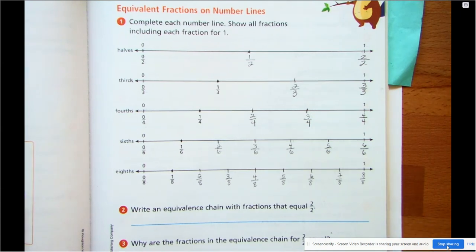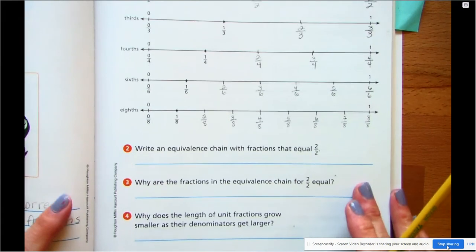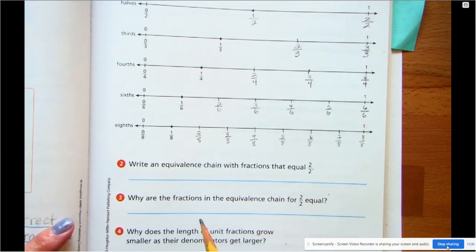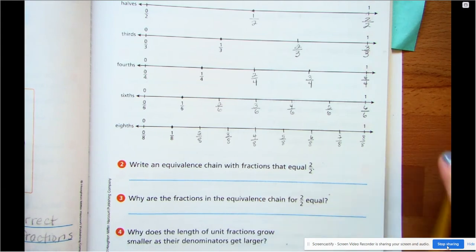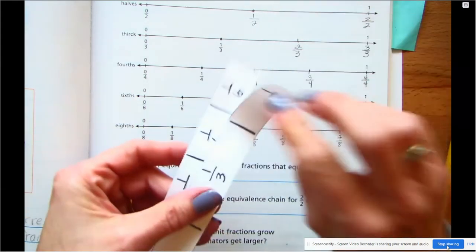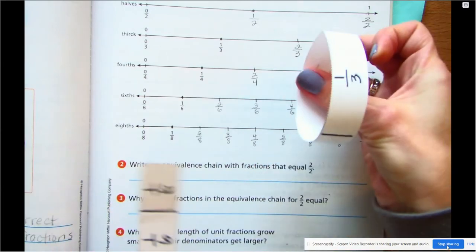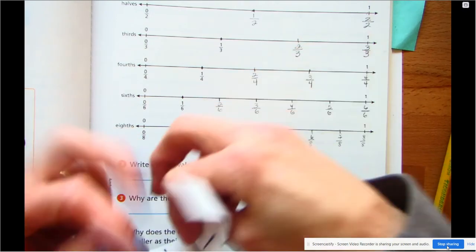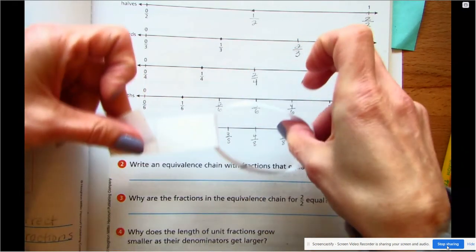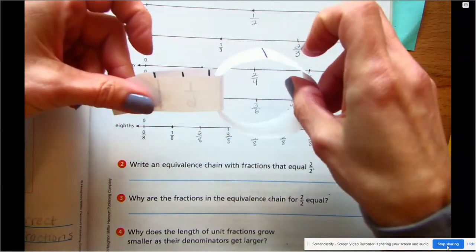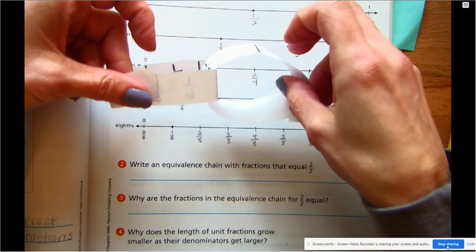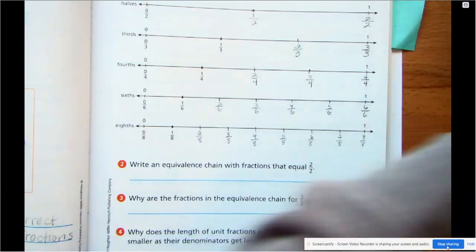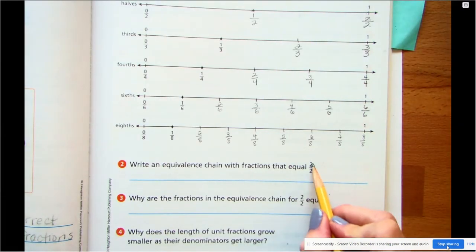Okay, so if I look at number 2, it says to write an equivalence chain with fractions that equal 2 halves. So a chain, you know what a chain is. Sometimes we make them to count down, right? We use my fraction strips. We might take a strip, right, and glue it or staple it. Then we put another one on the inside, right, and glue that or staple that. Okay, so we're going to do the same thing, writing equivalent fractions in a chain like this. We're going to show that they're equal to one another. And they have to equal 2 halves.